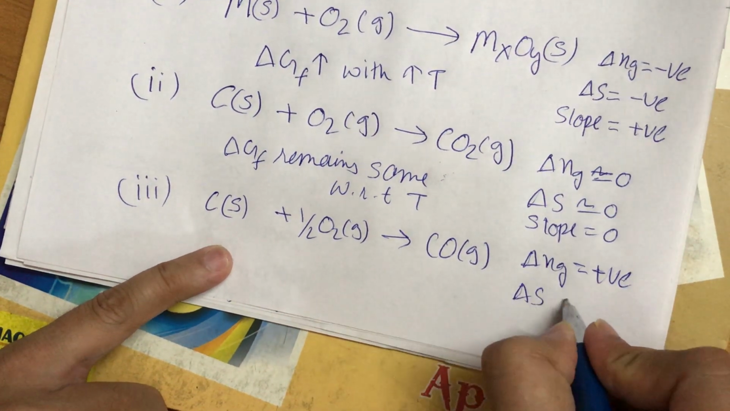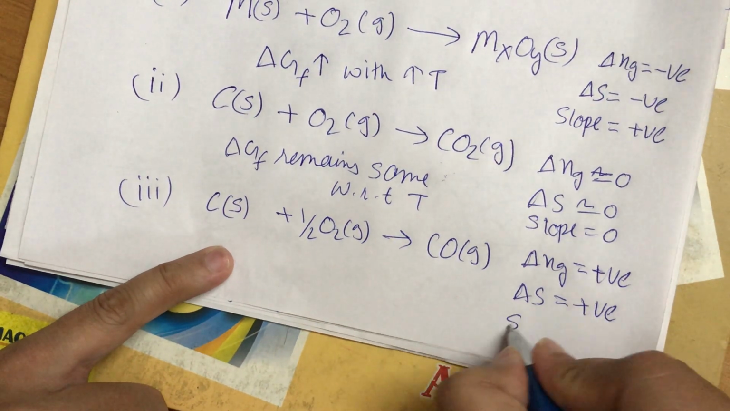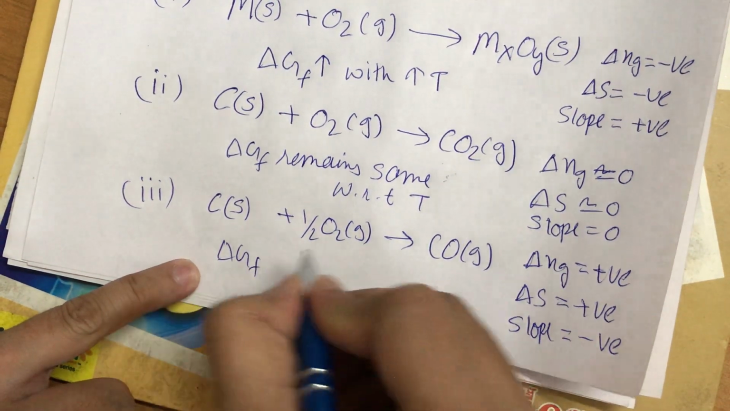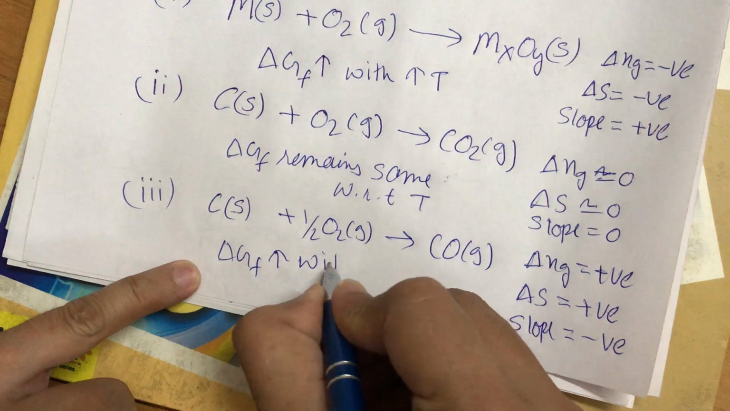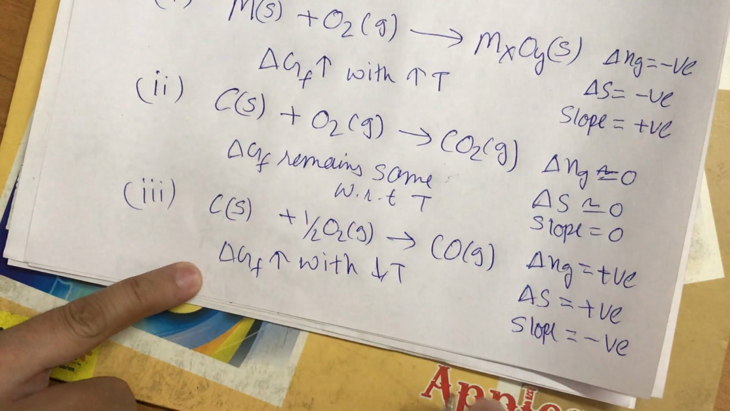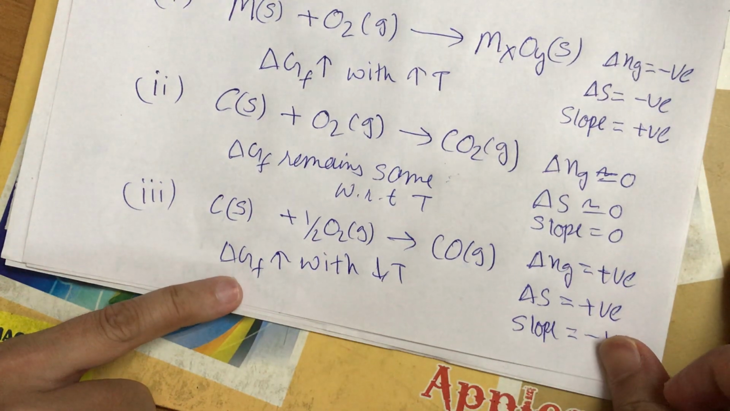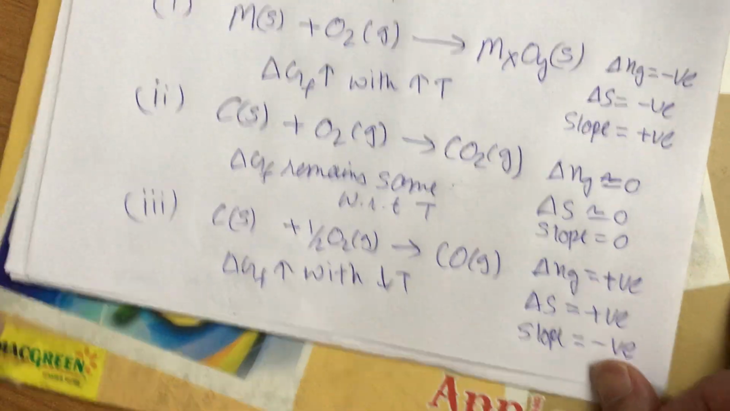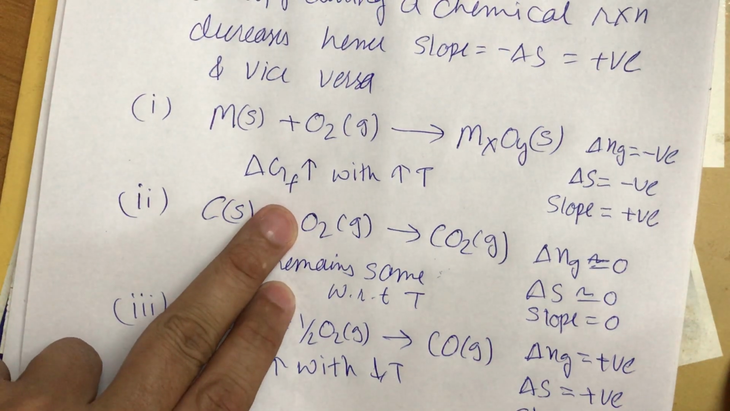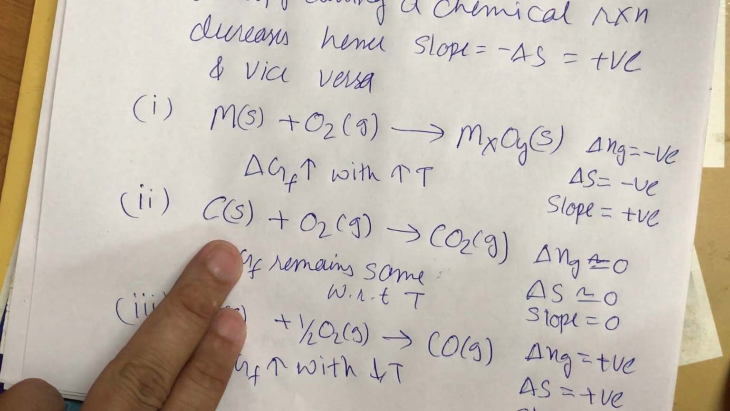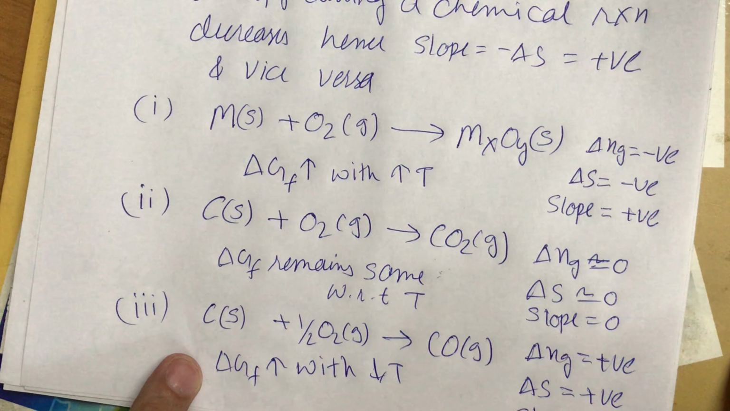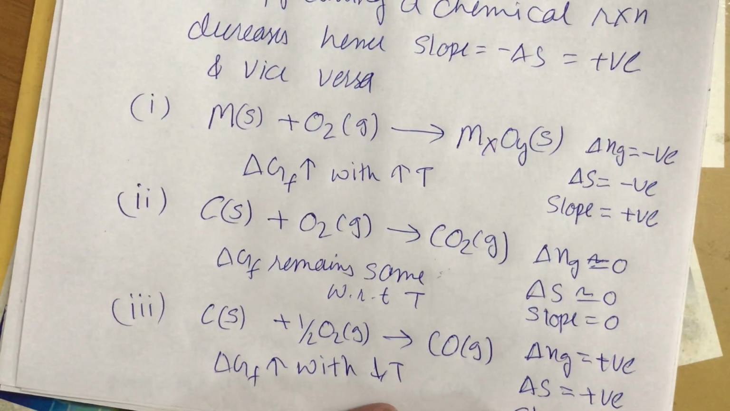So entropy change will be positive and the slope of the curve will be negative, so delta G formation increases with decrease in temperature. Or we can say that if we increase the temperature, delta G formation decreases. So for metal oxide formation, delta G formation increases with increase in temperature. For carbon dioxide formation, delta G is almost independent, and for the last case, delta G decreases with increase in temperature. Now see this Ellingham diagram.